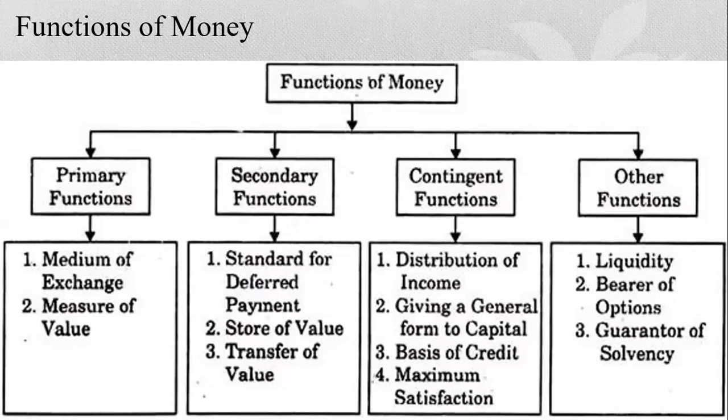Next is bearer of options. We know that money has purchasing power, and this purchasing power is for both present and future. You can buy something in the present or future. So people store money to meet future needs and use the money in the future according to their own wishes. And the last one is guarantor of solvency. Every person or firm keeps sufficient money in reserve to maintain the ability of solvency. Solvency means you are able to repay your credit. Okay, so how will you repay your credits?